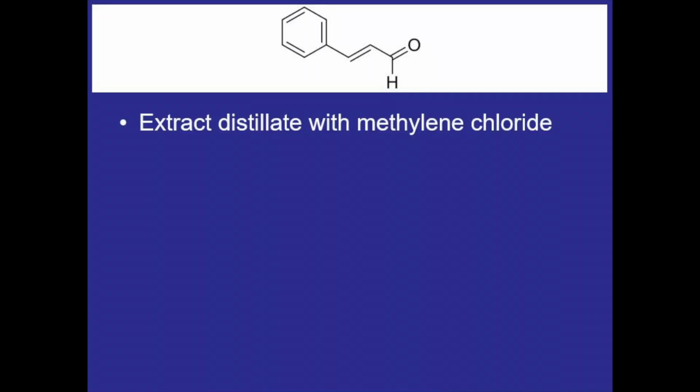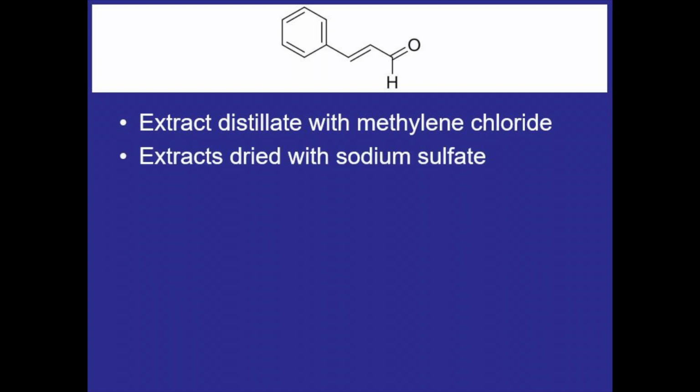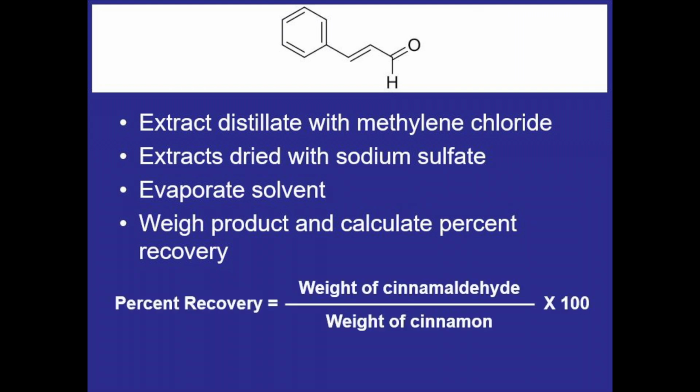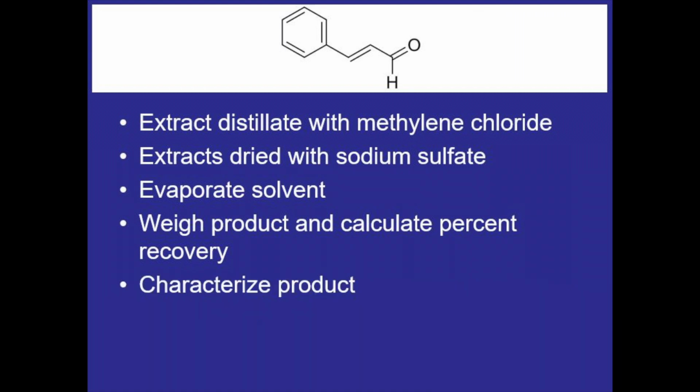Then we'll extract cinnamaldehyde out of that distillate using methylene chloride, and we'll do 3 extractions. Then those extracts can be dried with sodium sulfate and the solvent evaporated. This will leave us with a pure cinnamaldehyde product, which we can weigh to calculate a percent recovery. We won't be calculating a percent yield because we didn't do any reaction with mole-to-mole ratios to worry about. So the percent recovery will just be the weight of cinnamaldehyde isolated divided by the weight of cinnamon used multiplied by 100. And finally, we'll characterize that product by running an IR spectrum.